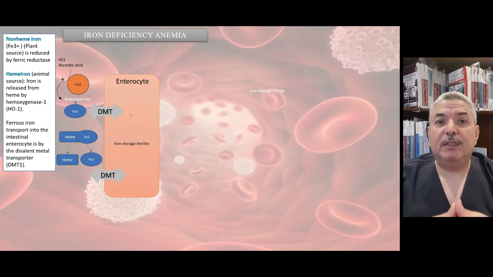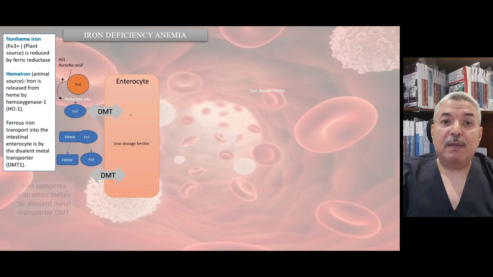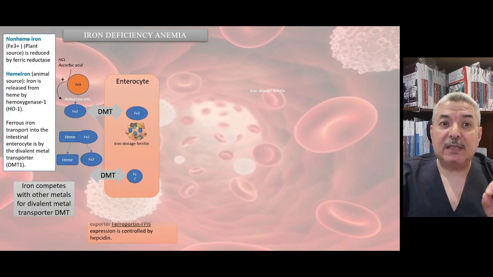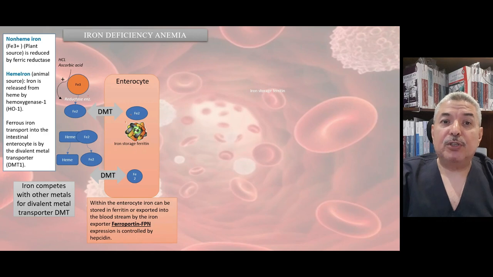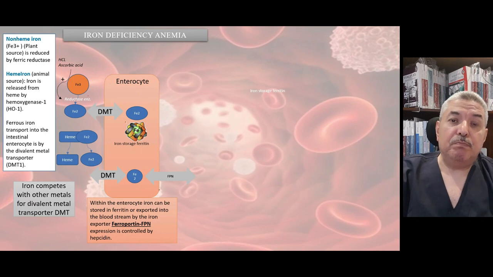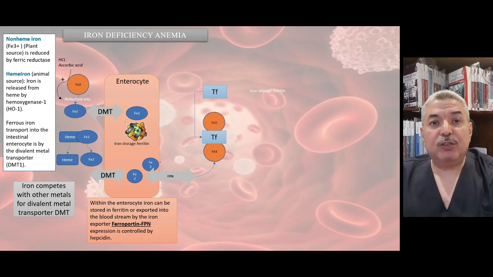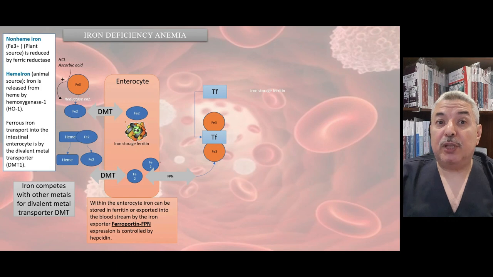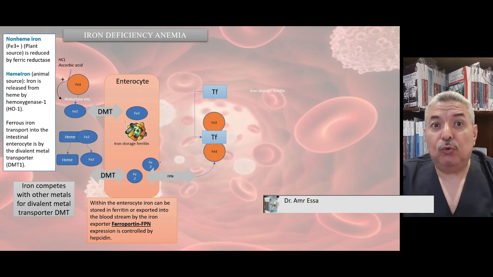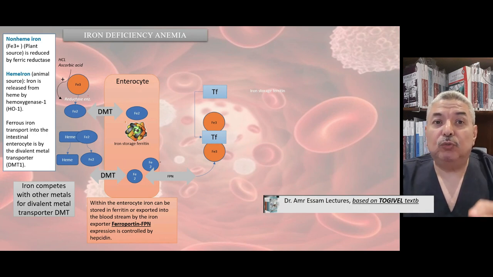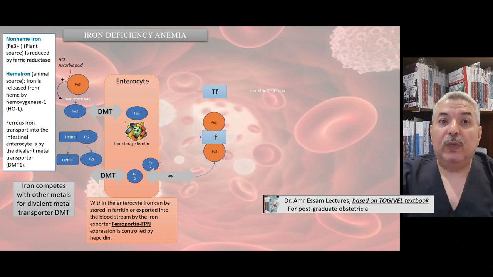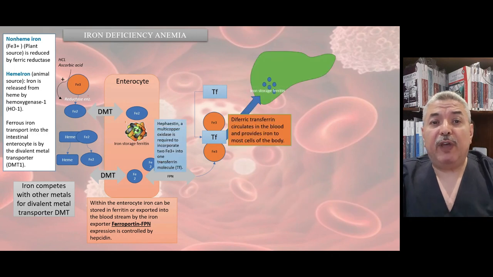Now it's inside the enterocyte. Inside the enterocyte, it can be stored as ferritin, as iron storage ferritin, or it can be transported to the blood through the ferroportin. The ferroportin does two major functions. It will again reoxidize the ferrous to ferric, and it will not release it into the bloodstream because the ferric iron molecule is toxic. That's why it has to be handed to the transferrin. When it's handed to transferrin, each transferrin molecule will take two ferric iron molecules, and the transferrin will take the iron to various tissues.